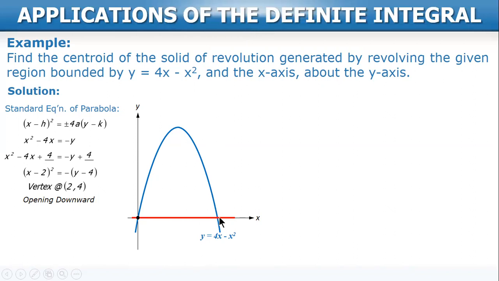The other point is when y equal to 0, another x is 4. So y equal to 0, you transpose x squared equal to 4x. You can cancel x. What remains is x equal to 4. And then this one, vertex 2, 4.